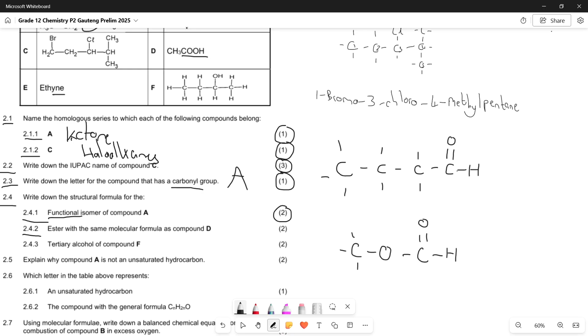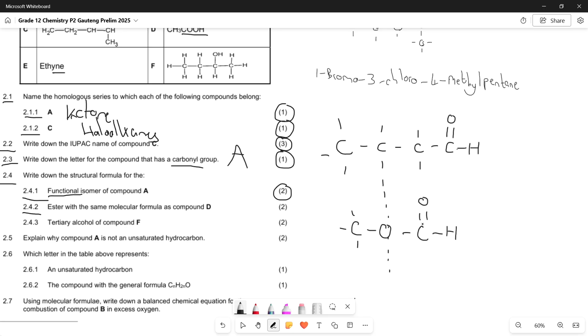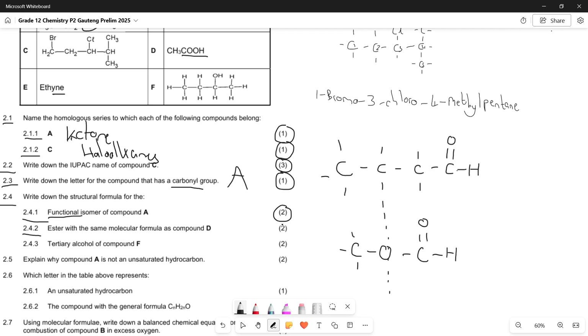This was methanoic acid, and now what we have is splitting up our oxygen bridge. We have a methyl methanoate. So the oate, the methanoate or the ethanoate or any sort of oate is the side that has the double bond O on it. And this would earn us 2 marks because this is the ester with the same molecular formula as compound D. It is the functional isomer of compound D.